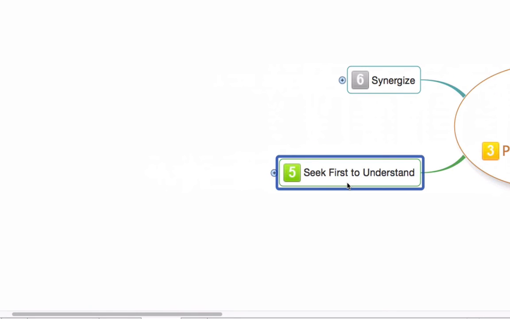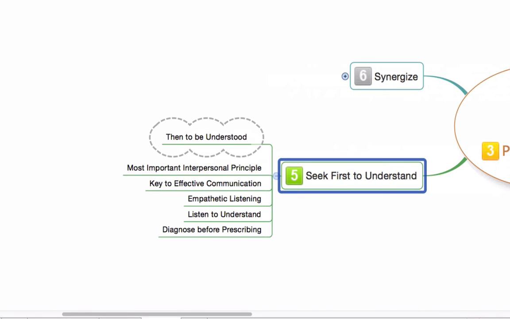Now, the seek first to understand habit is actually often misunderstood, even though he believes this is one of the most important interpersonal principles that you can have. Because the second part of the habit is then to be understood. People often ask me, Faisal, but if I'm continually seeking to understand, when do I get hurt? I said, well, the habit consists of two parts. The first is seeking to understand and then to be understood.